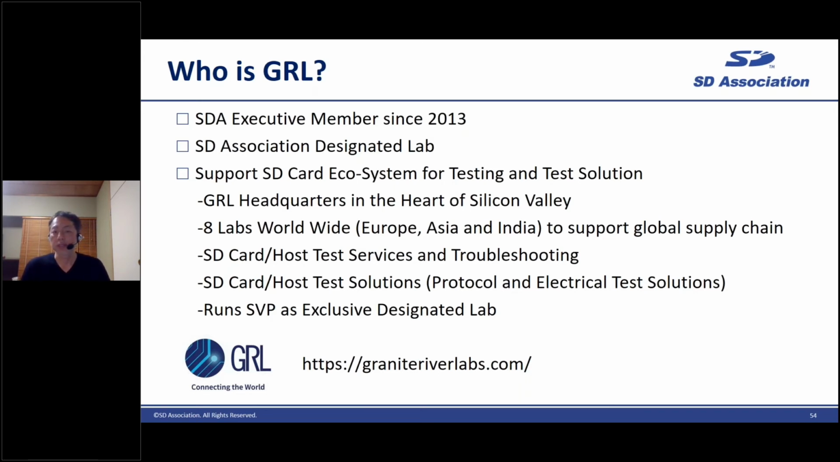The GIL headquarters is located in Silicon Valley, where I am. And we have eight labs worldwide, in Europe, Asia, and India. So we cover many of the key regions to support the global supply chain. And we provide service and troubleshooting for SD card products, card and host, whichever. And we do have test solutions ourselves as well. So we can sell the test solutions to the members, protocol and electrical test solutions as well. And we run the SVP as an exclusive design lab. That's all for me. Thank you so much.